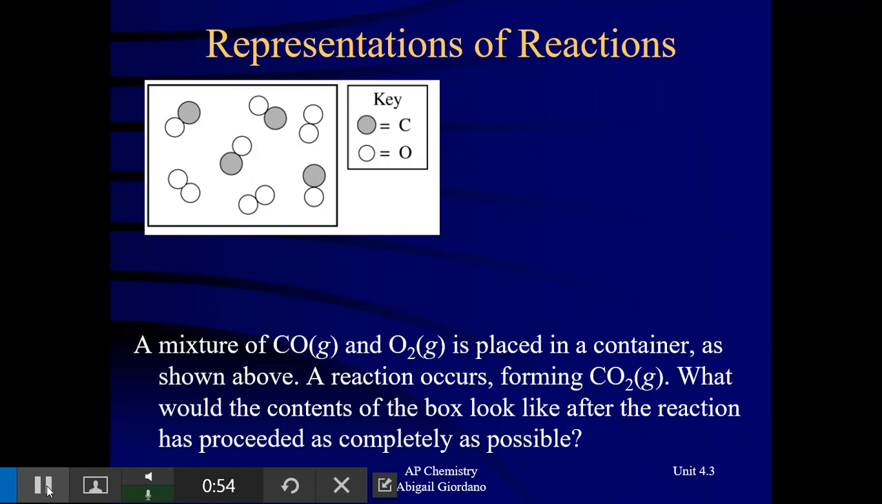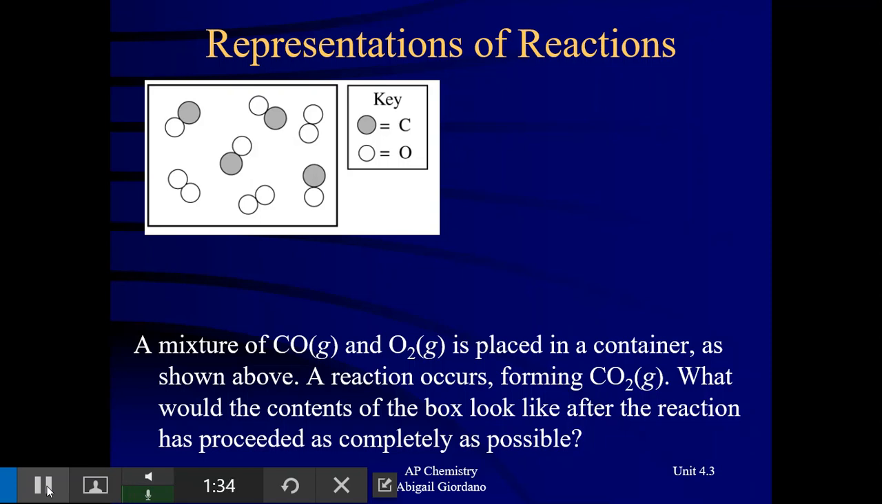It says, a mixture of carbon monoxide and oxygen gas is placed in a container as shown above. If we look, you'll always be given a key. We can see that the darker shaded circles are the carbons, the white circles are the oxygen, and if they are touching each other, that is indicating that they are bonded together. It says a reaction occurs forming CO2 gas. What would the contents of the box look like after the reaction has proceeded as completely as possible?